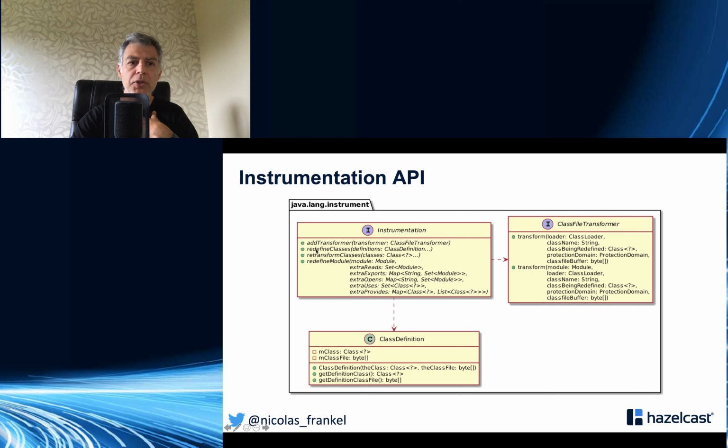And here we will use, in our use case, this redefineClasses method. Basically what you are doing is passing this class definition. And a class definition is just a class itself with the bytes of the class file. So to create a class definition, you just take an already existing class and the bytecode of the new implementation that you want to have, and then you create this class definition, you call redefineClasses, and presto, you will have this new running bytecode inside your JVM.